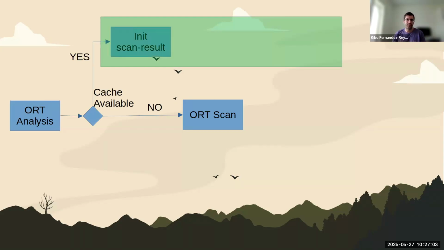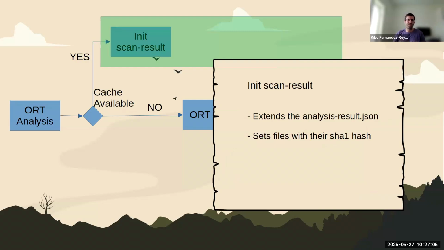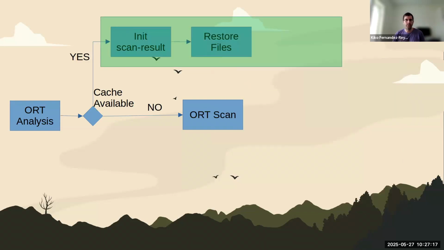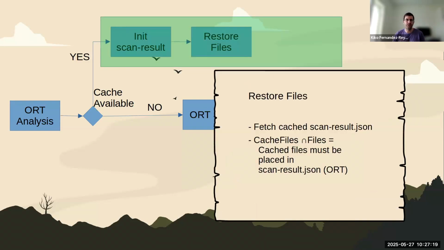In the cache, the kind of thing that we do is we take the result from the analysis of ORT, and we populate a scan result with the SHA-1 hash of all of the files on the repo. Why do we do this? Because we want to make sure that the files that contain the same hash must contain the same license, right? Because they have not changed.